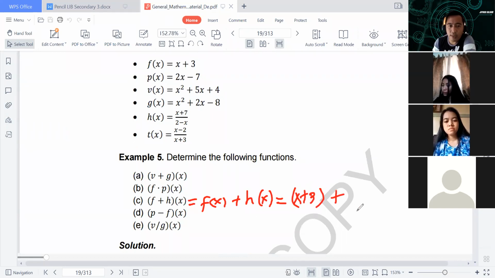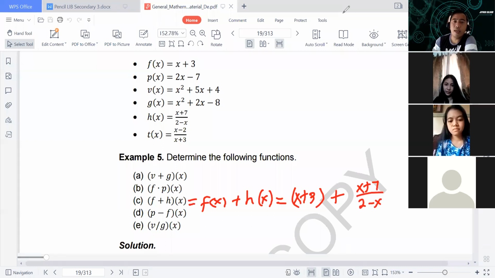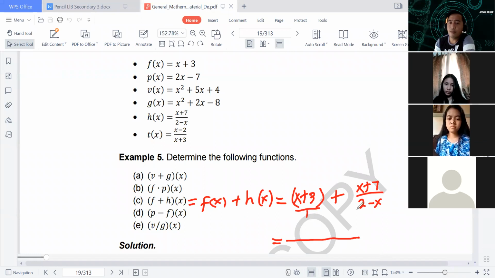You are asked to add. Your h of x is this: x plus 7 over 2 minus x. And after that, since this is a rational expression, and here we know that the denominator is 1, you need to find the LCD. And it is obvious that the LCD is 2 minus x.